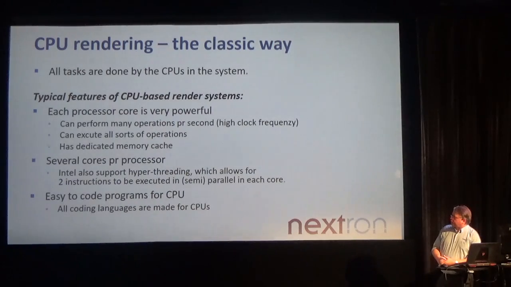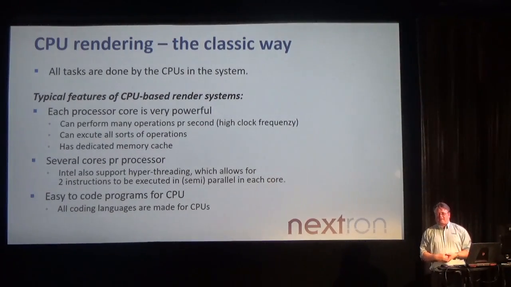For a software developer, it's very easy to code for CPU rendering, because the CPU is what it's always been. You don't need to change anything. All the compilers support CPU rendering directly. Simeon, you have to correct me if I'm saying anything wrong now, but that's how I understand it anyway.